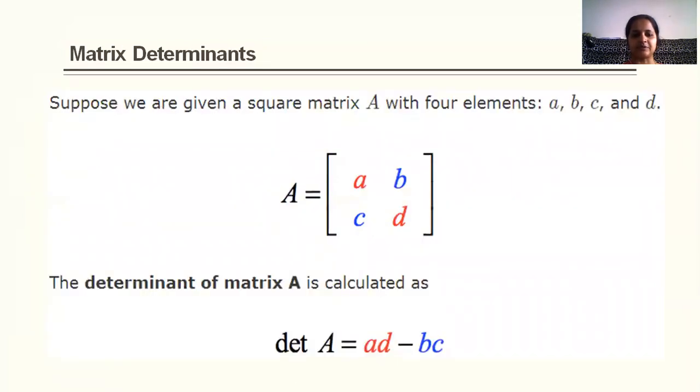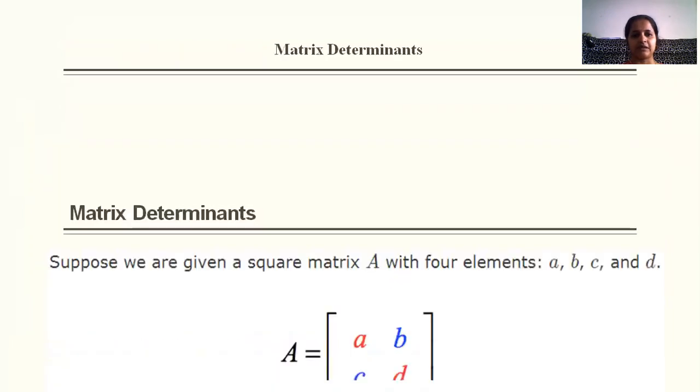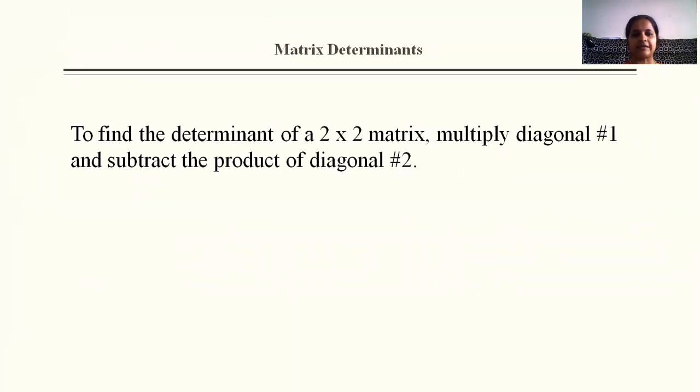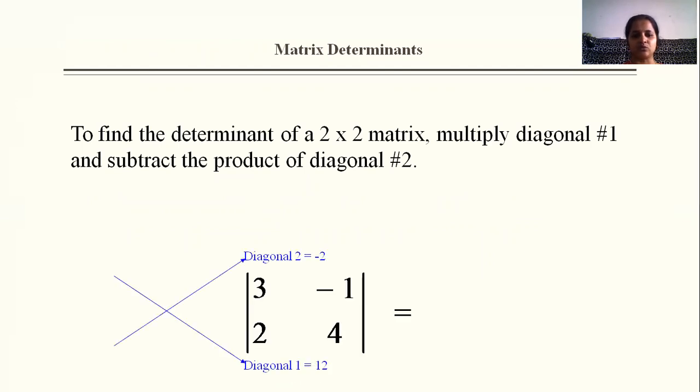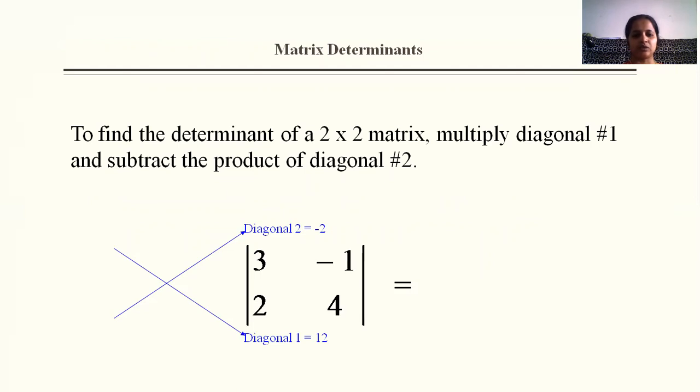So here is an example. I want to find the determinant of matrix A. How will it be? That is A into D minus B into C. We'll see an example of it. To find the determinant of a 2 cross 2 matrix, multiply diagonal 1 and subtract the product of diagonal 2. So here we can see 3 into 4, that is 12, minus minus 2, is equal to 14.